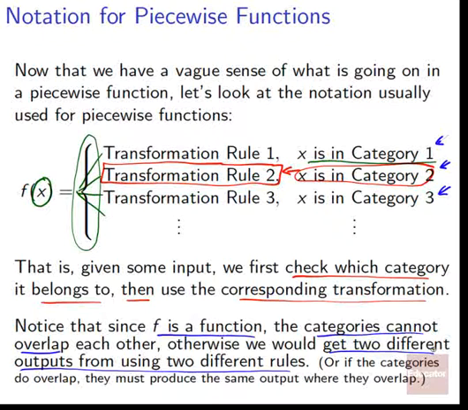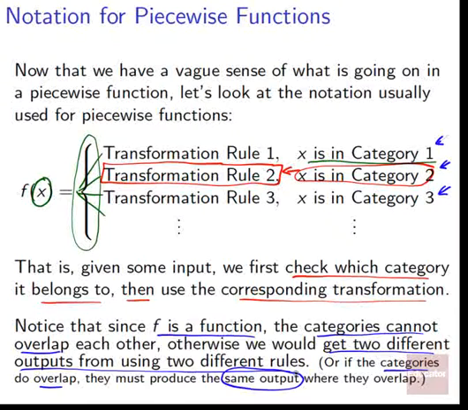So if we put in x and x belongs to two different categories, each of those rules would have to either be the same thing or we have to make sure the categories don't overlap. So we are allowed to have categories overlap, but if that's the case, we have to make sure that the transformation rules produce the same output during that overlapping space. Otherwise, we've broken the nature of being a function.